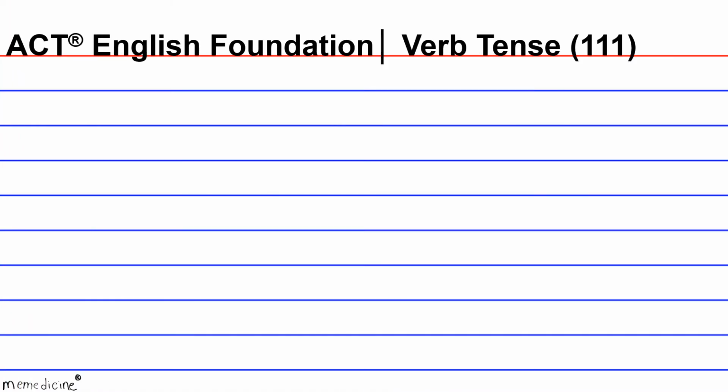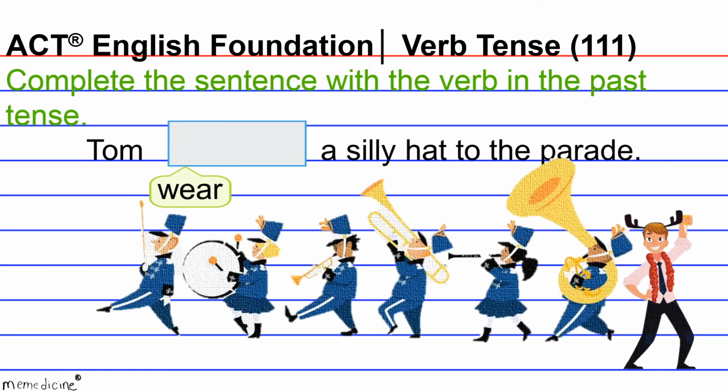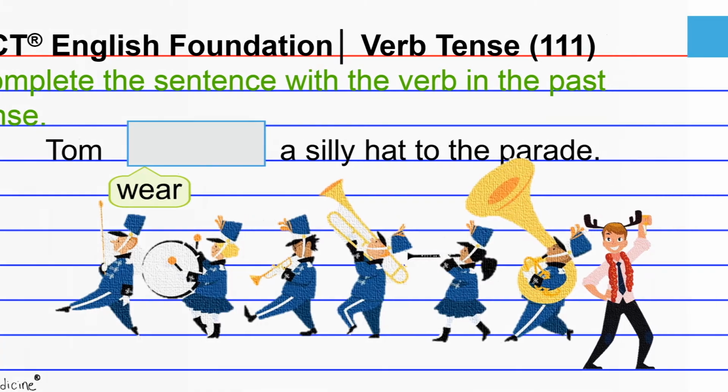ACT English Foundation, verb tense, question 111. Complete the sentence with the verb in the past tense. Tom blank a silly hat to the parade. The task here is to shift the tense of wear to its simple past tense verb form.